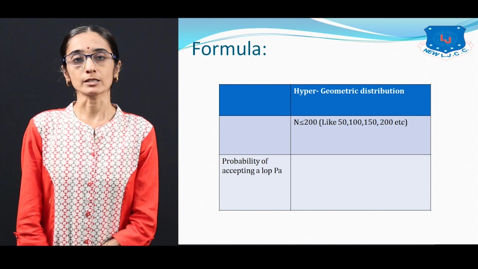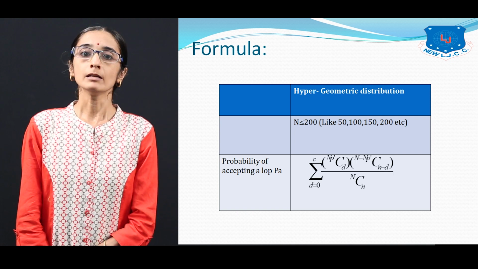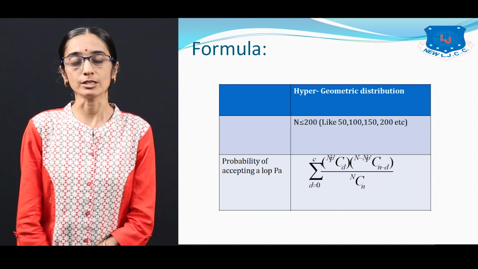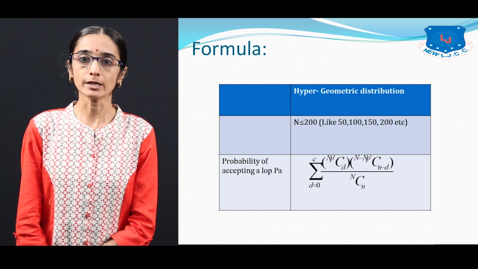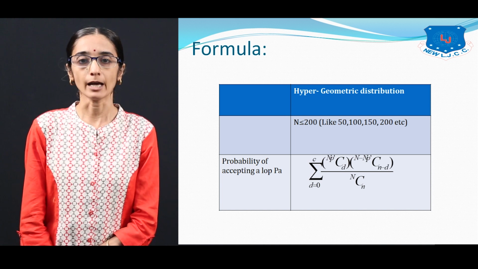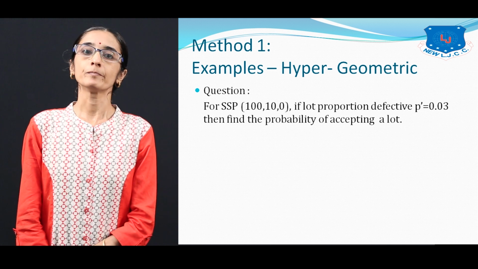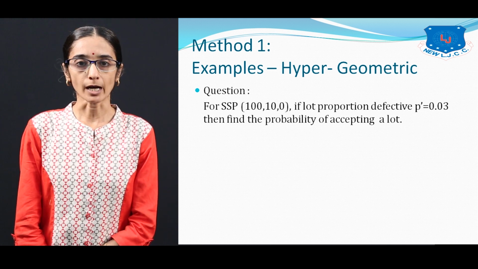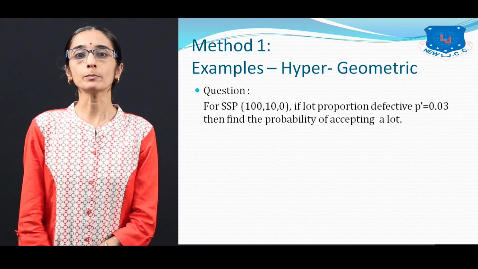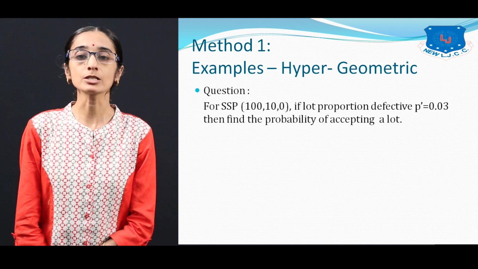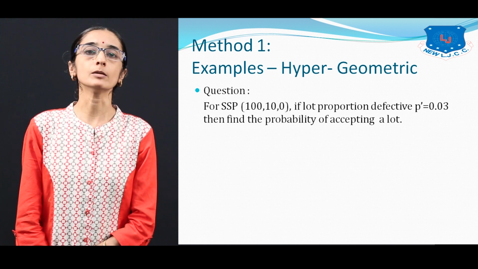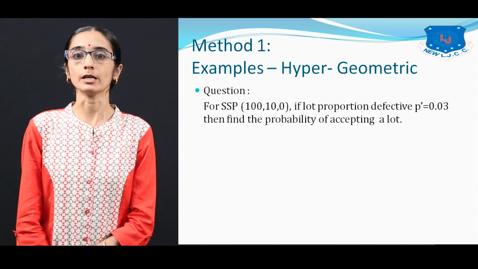Now the probability of accepting the lot, the formula is the sum over d from 0 to c of NP'Cd into (N minus NP')C(n minus d) upon NCn. Now let's see the example. For single sampling plan SSP (100, 10, 0), if the lot proportion defective, that is P', is 0.03, then find the probability of accepting the lot.